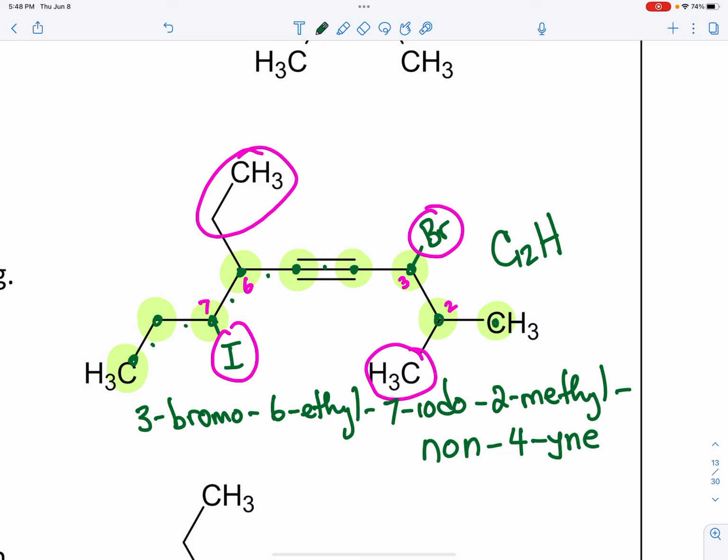How many H's would we have? Well, an alkyne would be 2n minus 2. So 12 times 2 is 24. Take away 2 is 22. But wait, we have two halogens, the iodine and the bromine. So instead of 22, we're only going to have 20 hydrogens. Each of those halogens replaces a hydrogen. And then the halogens can go in any order, but I'll do them in the order we put them in the name. I'll put bromine followed by iodine.